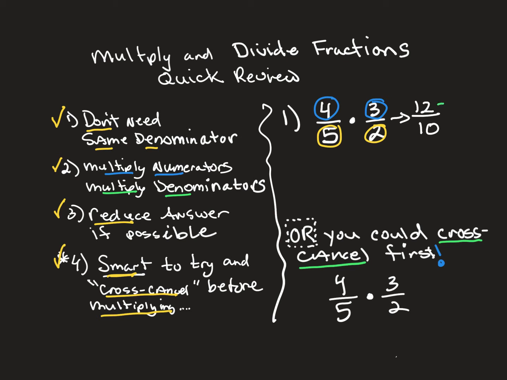And notice that both 12 and 10 can be reduced or divided by 2. So if it's reducible, you must. So 12 divided by 2 is 6, and 10 divided by 2 is 5. So there is your reduced improper fraction. If you want to change your improper fraction to a mixed number, that is okay too. Both are correct. Technically, you can even write your answer as a decimal.